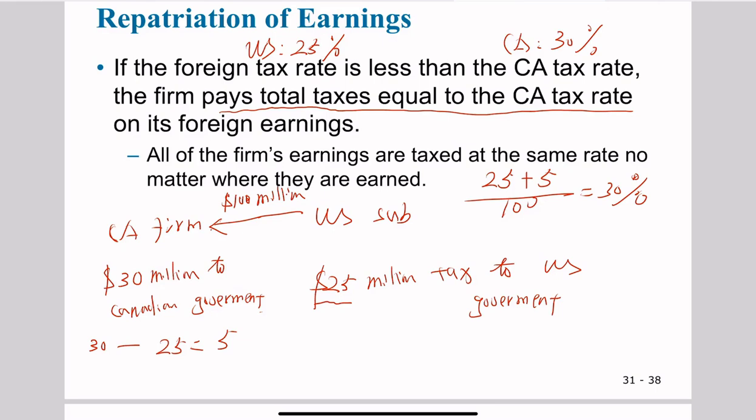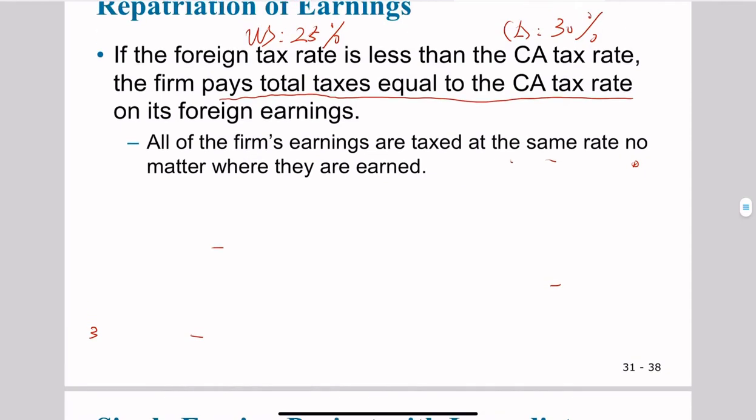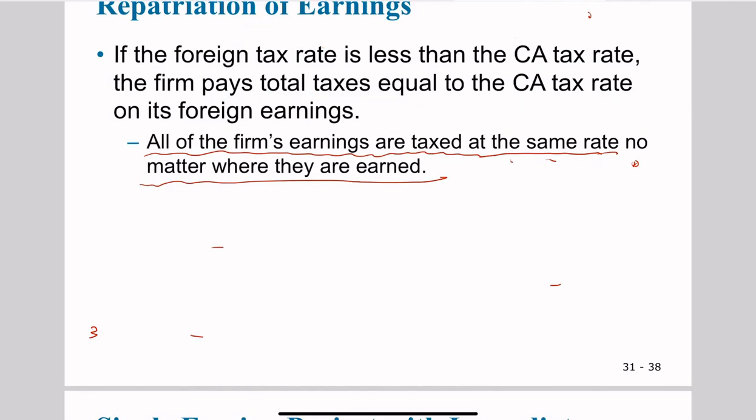So that's why we say all of the firm's earnings are taxed at the same Canadian tax rate, no matter where they are earned. And this will only happen if the foreign tax rate is smaller than this Canadian tax rate, right?